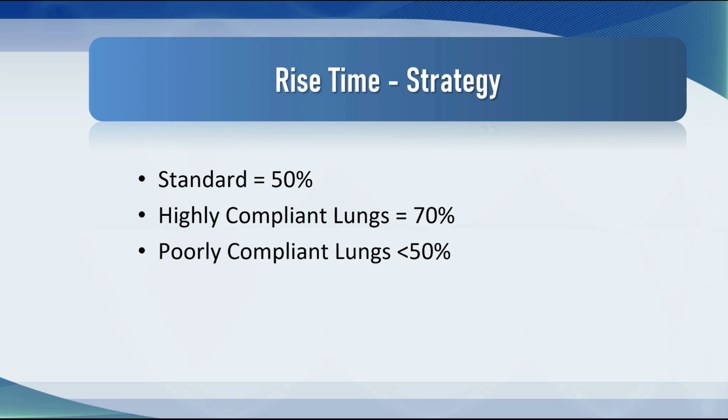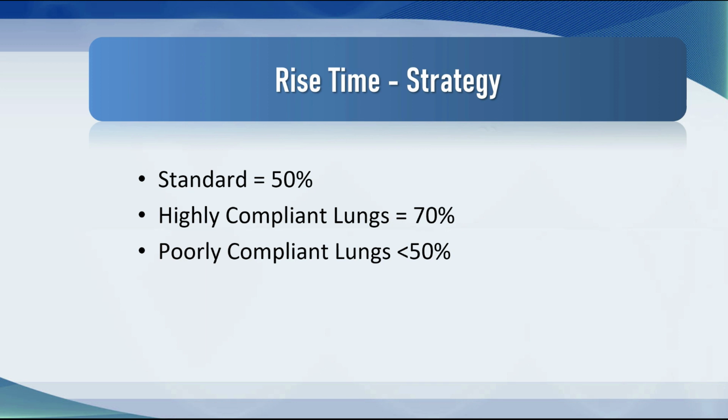For poorly compliant lungs, such as Frank here, we really can't give them that fast flow because it just bounces off the lungs. It's like spraying a wall with a garden hose. It just sprays back on top of you. As a consequence, the rise times should be in the region of about 50% for patients with poorly compliant lungs, sometimes a little bit lower, certainly not less than 30%.